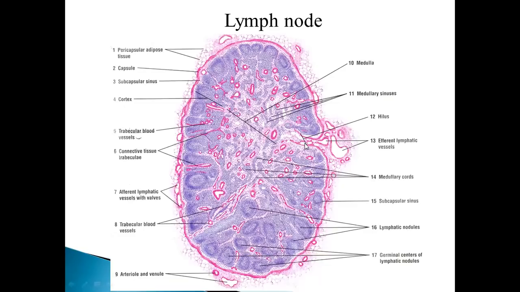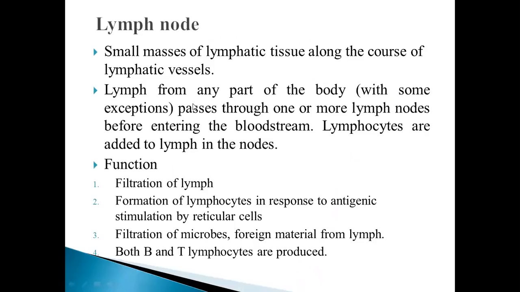In gross anatomy, lymph nodes are small bean-shaped structures ranging from a few millimeters to centimeters. Histologically, you will see aggregation of lymphatic nodules within, and these structures are surrounded by a capsule. So what is a lymph node? These are small masses of lymphatic tissue along the course of a lymphatic vessel. You must have encountered various kinds of lymph nodes during your gross dissection.